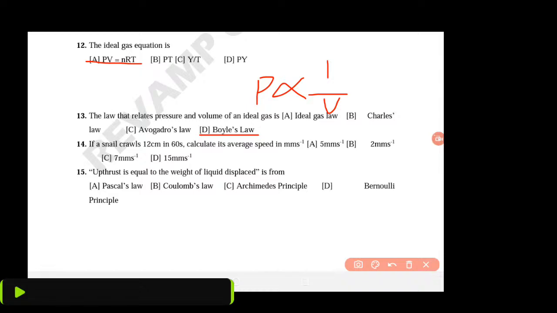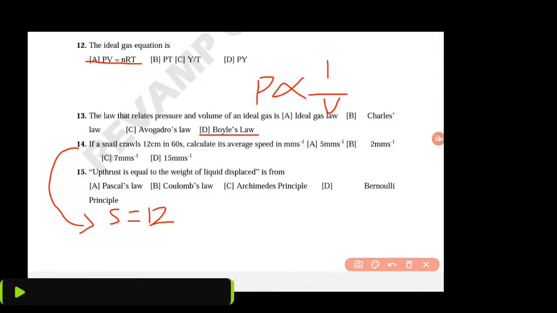For question number 14, if a snail crawls 12 centimeters in 60 seconds, we have to calculate its average speed in millimeters per second. Let me create space for this because there's no space here to solve it. Let's say the solution to our number 14 will be here. Now from the question, the distance crawled by the snail is equal to 12 centimeters.